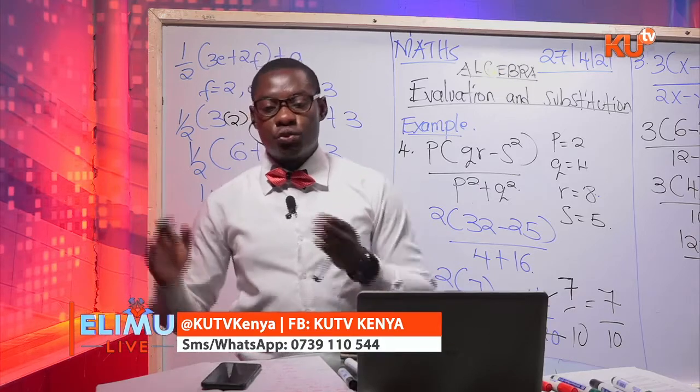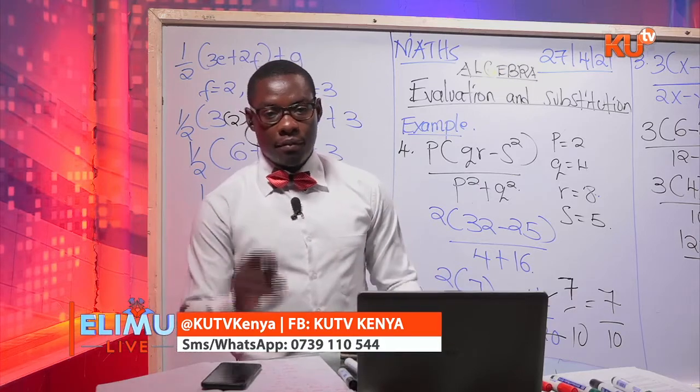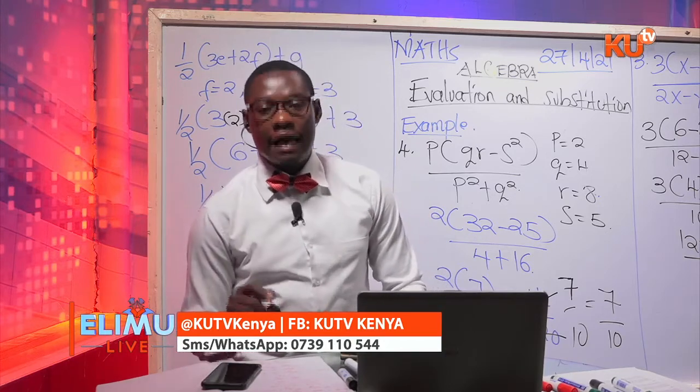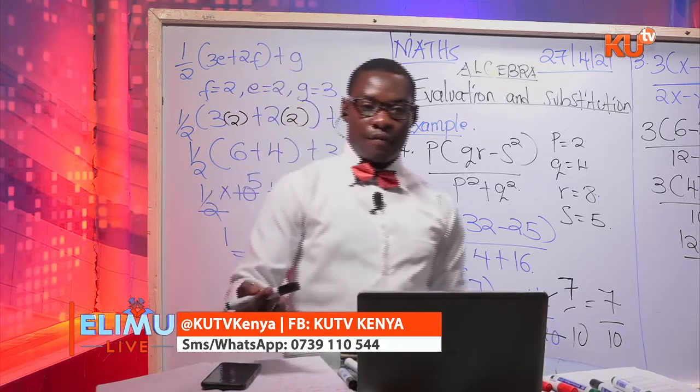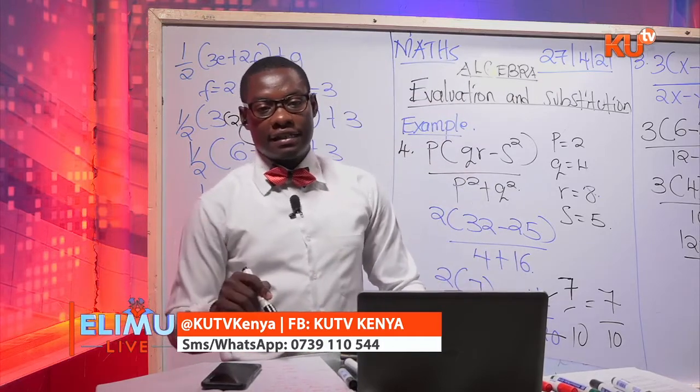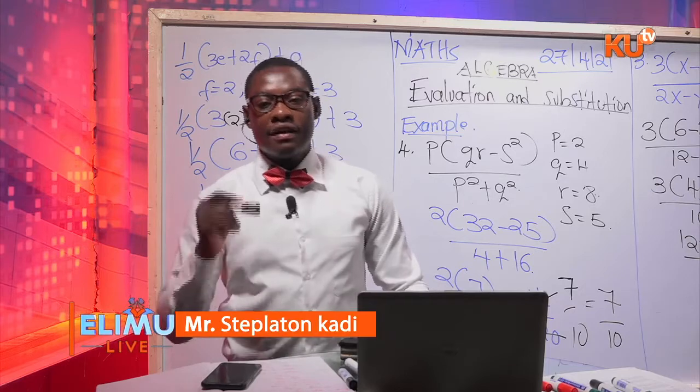Not 4 times 2 to get 8. So that is wrong, so remember that. Whenever you see a squared sign, you take that number and multiply by itself. We also have cubed signs. That means you take that number and multiply by itself 3 times.